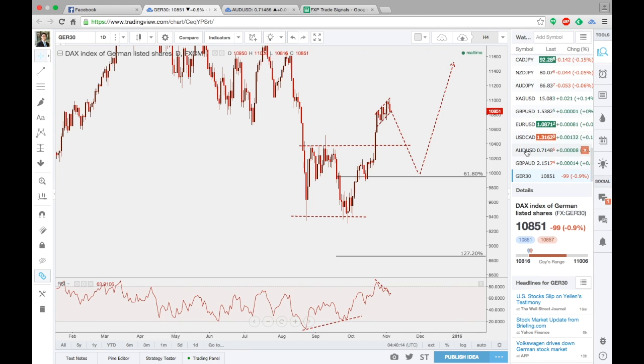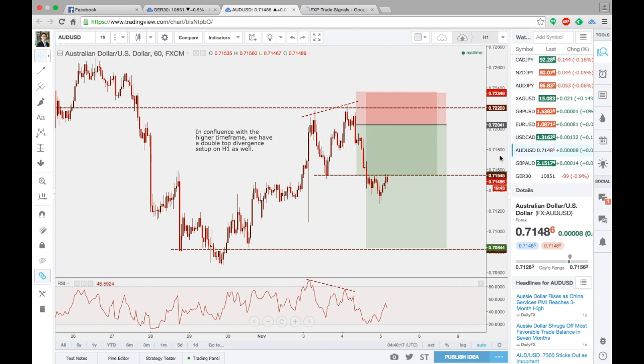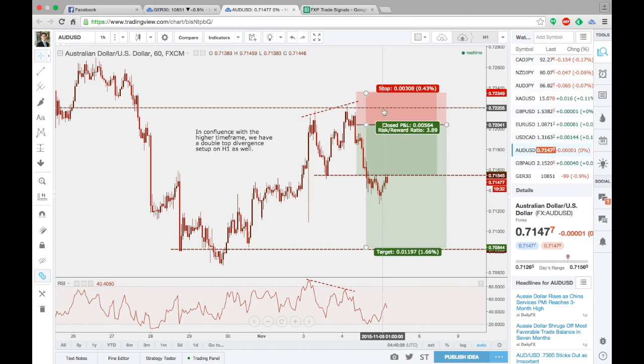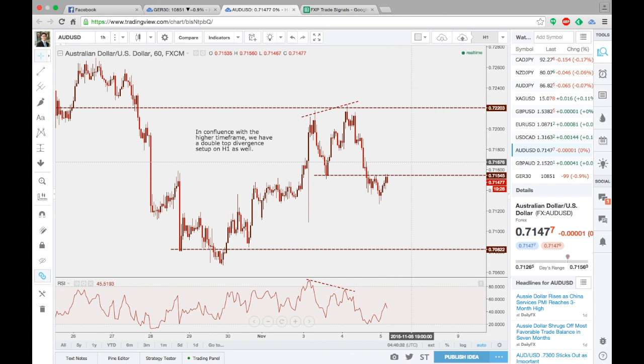The other one I want to share with you is, let me go over to the Aussie dollar. This setup, I shared it on TradingView, if I'm not wrong, yesterday. So price has indeed completed. Let me delay this off, and I want to show you that what you are seeing here is also a valid double top.